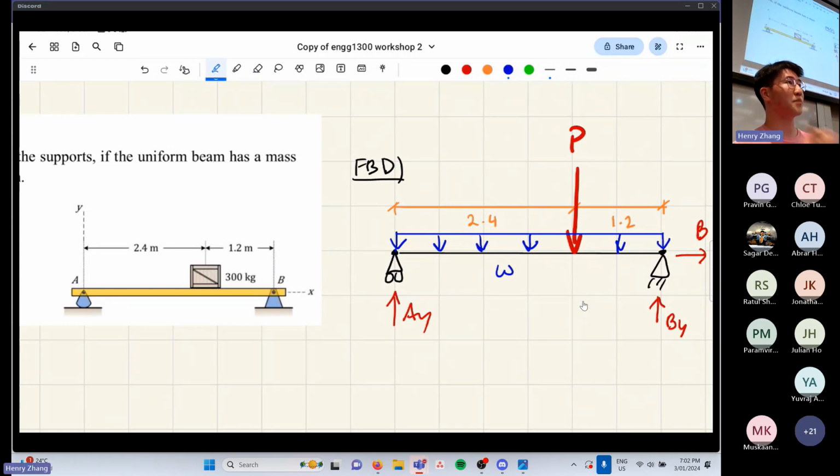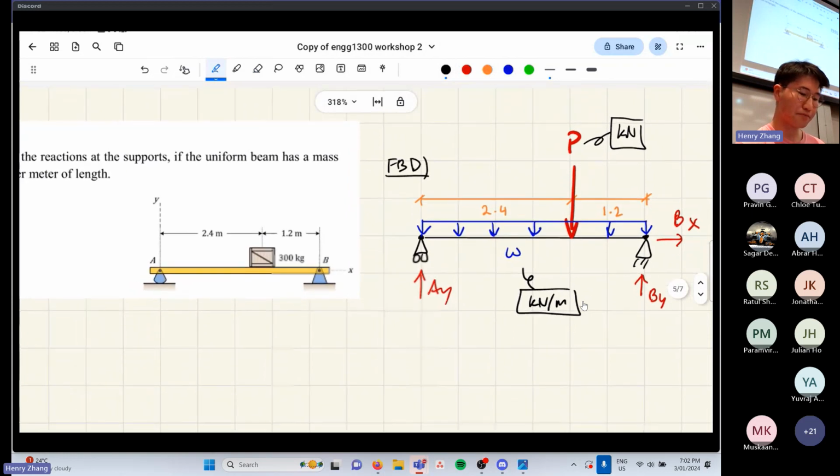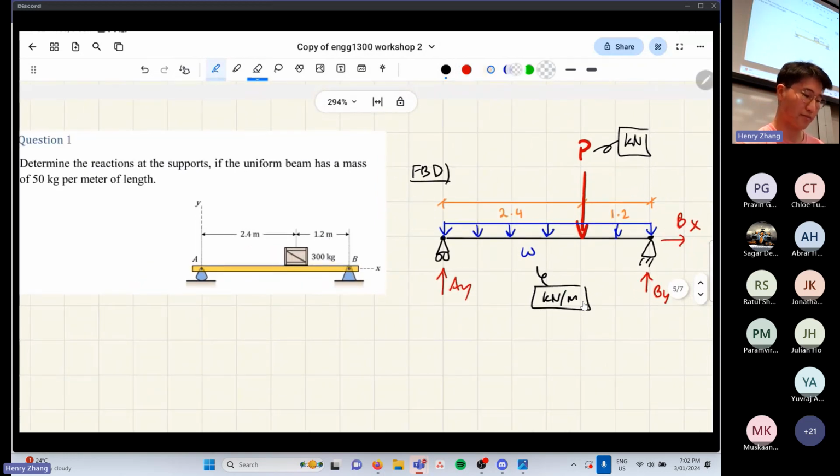But when we're talking about a beam, we want to analyze it as a 1D rigid body. So for this distributed load, the units are going to be kilonewtons per meter. So it's spread out linearly over a linear distance. Whereas the point load is just going to be in kilonewtons. That'll hopefully make more sense in a second. So let's do the box first.